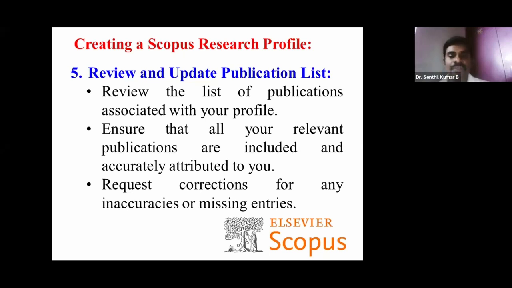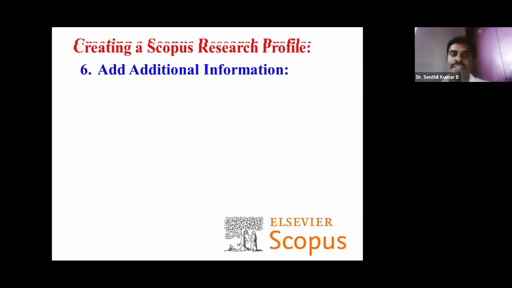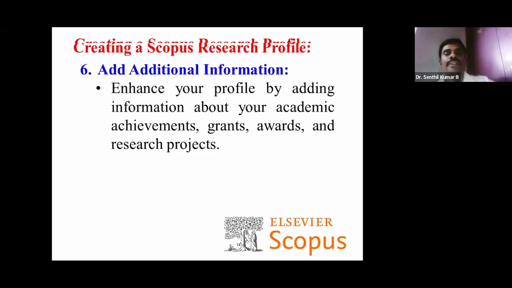If still after 2 to 3 months your article is not reflecting in your Scopus account, then you can go to the author feedback wizard, where you submit all these requests, uploading your publication, and give them time to verify and add it to your account. The last step is, if you have any additional information, you can add it to your profile. So you can add information about your academic achievements, grants, awards, and research projects.